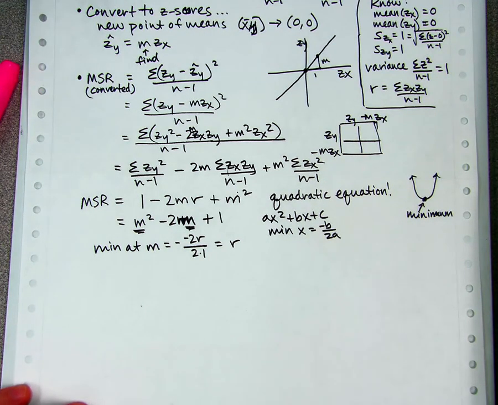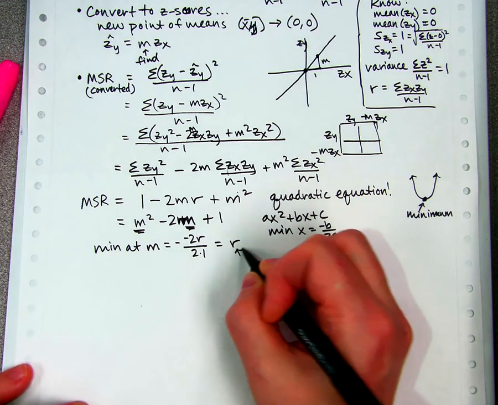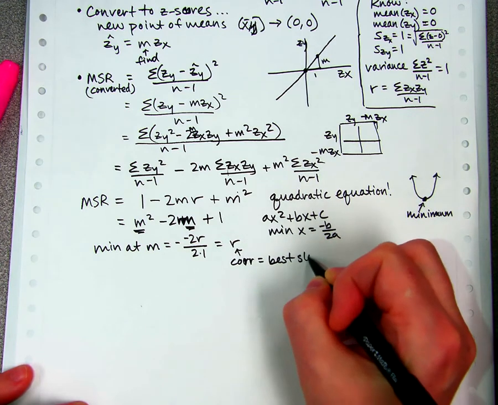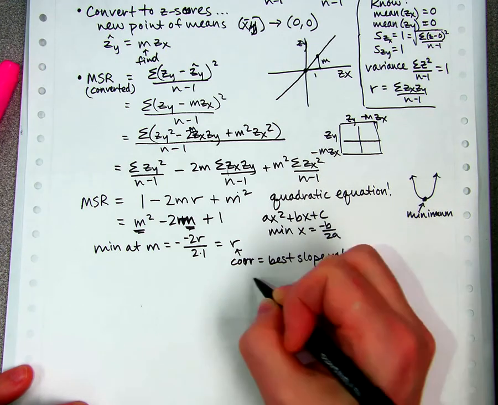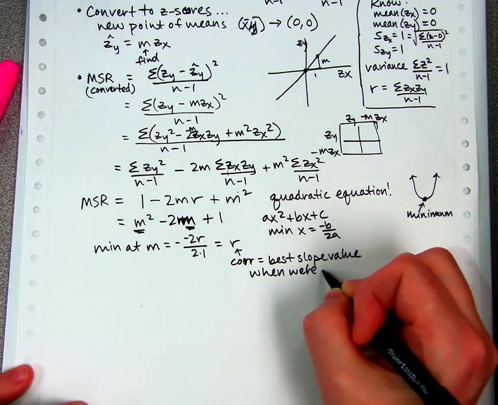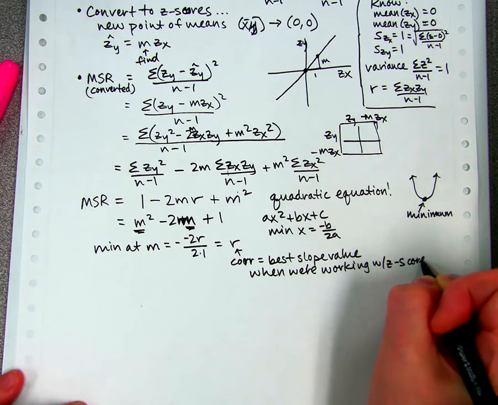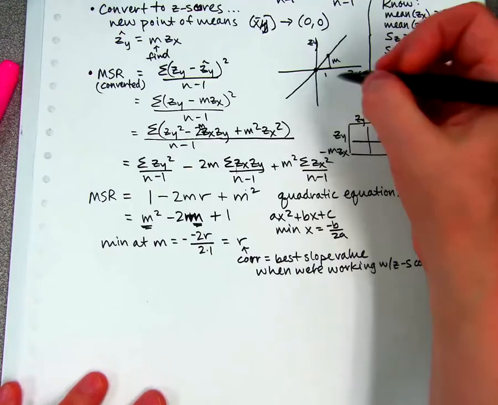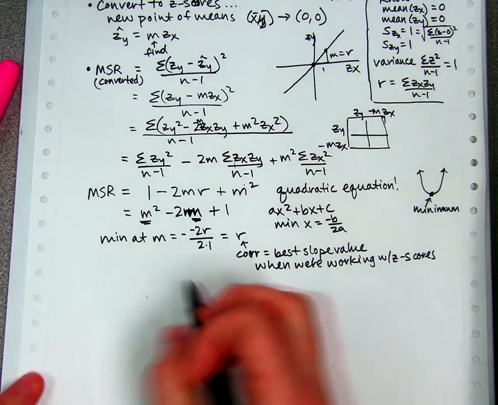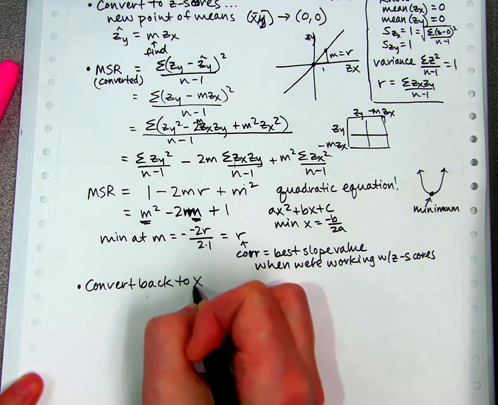That means that since I converted to z-scores, the minimum value for the slope is r. Correlation is equal to the best slope value when I'm dealing with z-scores. Okay, so that's if I'm working with z-scores. Back to here, m equals r. Nice. Now I'm going to convert back to x and y values.